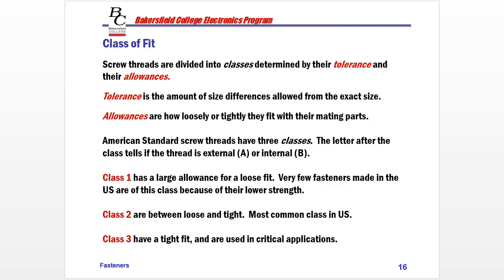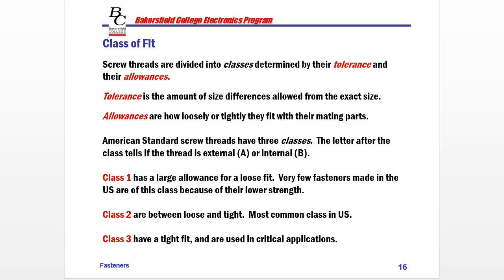Next, we're talking about class of fit. So screw threads are divided into classes, and it's determined by their tolerance and allowances. So let's define what tolerance and allowance means. Tolerance is the amount of size difference allowed from the exact size. Allowances are how loosely or tightly they fit with their mating parts.